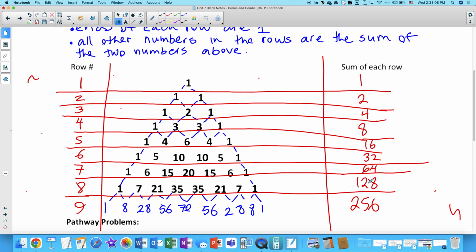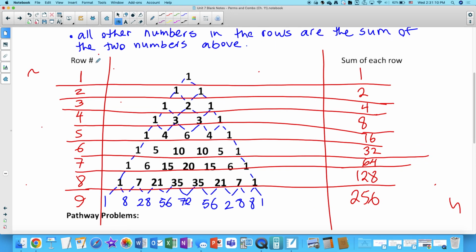So if you think of the row number as n, the nth row, 1 is 2 to the 0, 2 to the 1, 2 squared, 2 cubed, 2 to the 4, 2 to the 5, 2 to the 6, 2 to the 7, 2 to the 8. Okay, so what's sort of the connection between the row number and the exponent on 2? It's, yeah, so the exponent is n minus 1, right? The base is 2. The exponent is n minus 1.